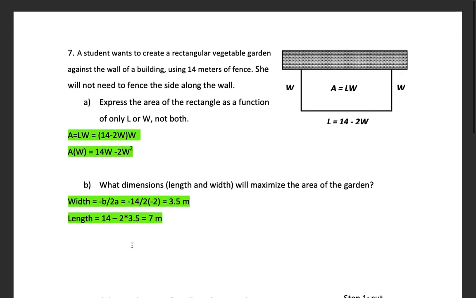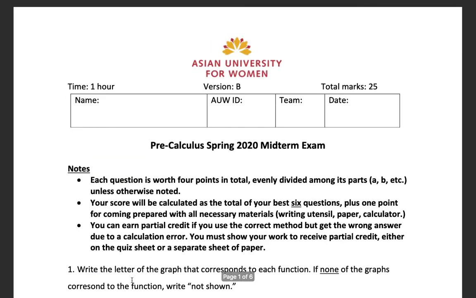I think that's the end of the whole paper. Yeah, this is version B, as you can see, and the previous one was version A.